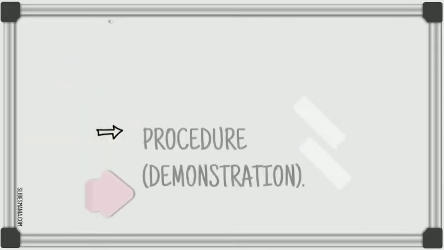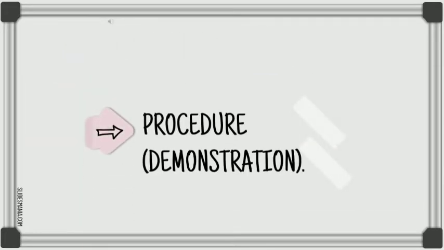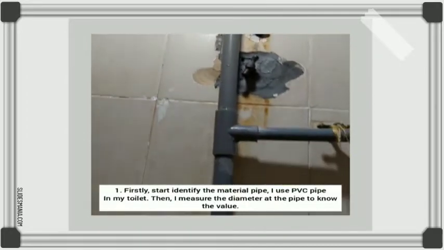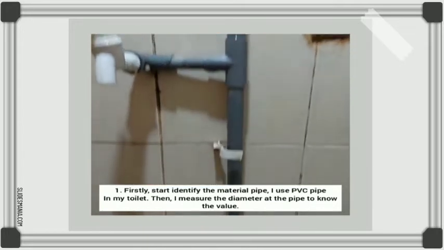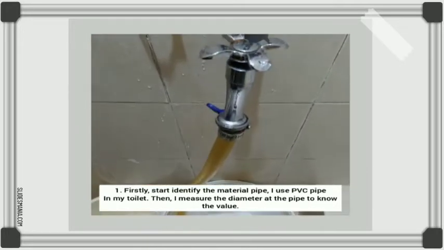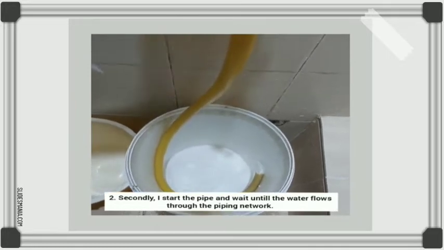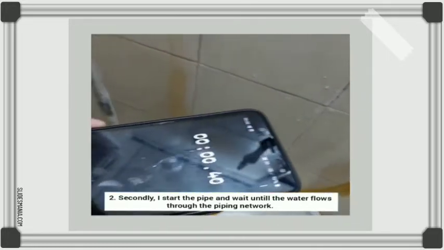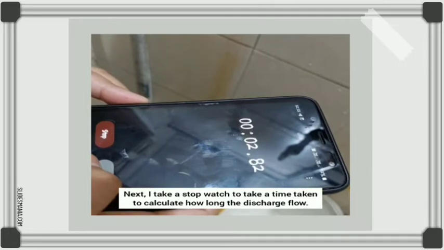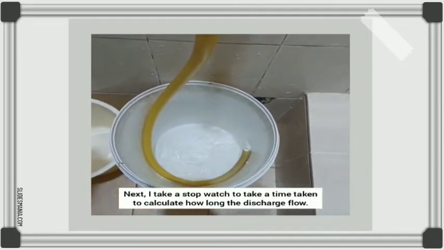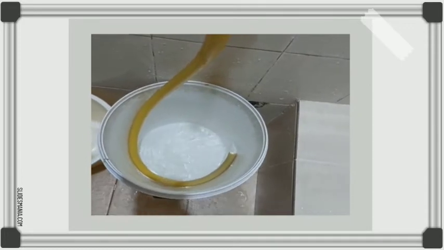Now, let's go to the demonstration. Firstly, start by identifying the pipe material. I use PVC pipe in my toilet. Then I measure the diameter of the pipe to know the value. Secondly, I start the pipe and wait until the water flows through the piping network. Next, I take a stopwatch to measure the time taken to calculate how long the discharge flows.